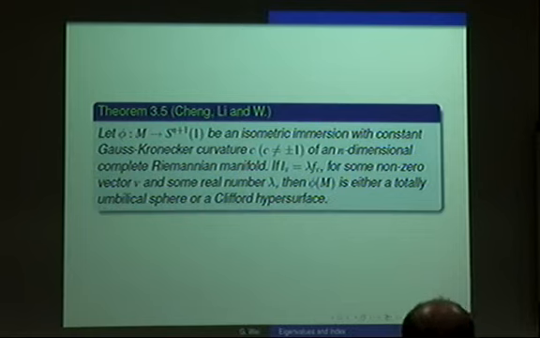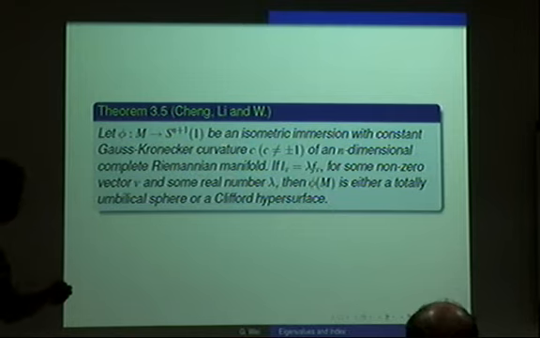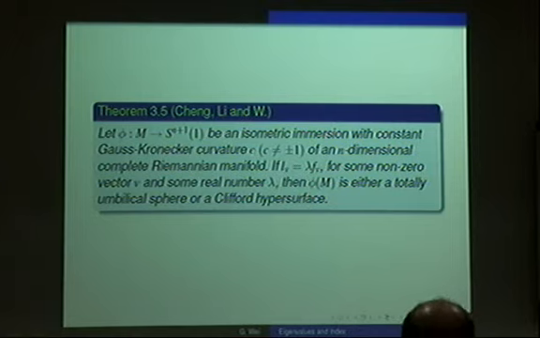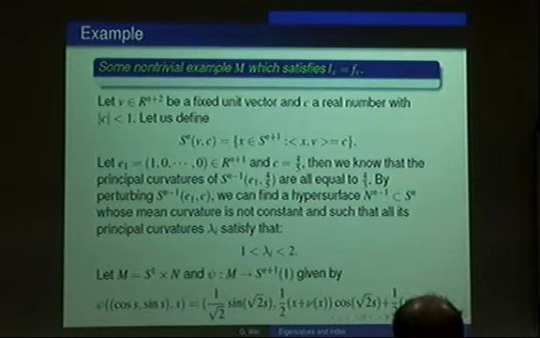So maybe you will ask a question: are there examples such that RV equals lambda FV and the Gauss-Kronecker curvature C isn't constant? So finally, I give an example to explain this question. We will give some non-trivial examples M which satisfy RV equal to lambda FV.